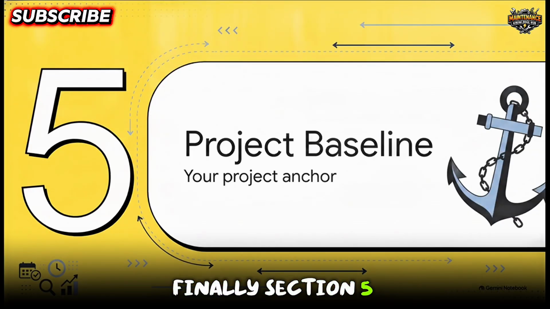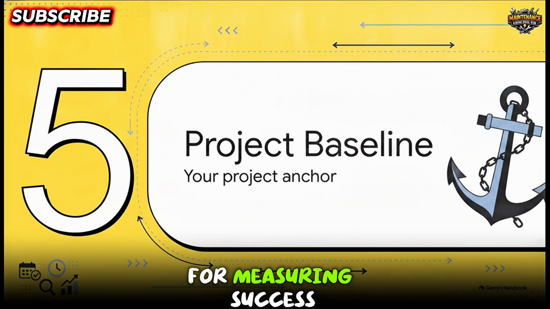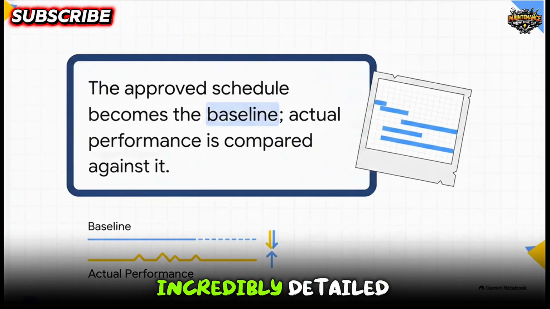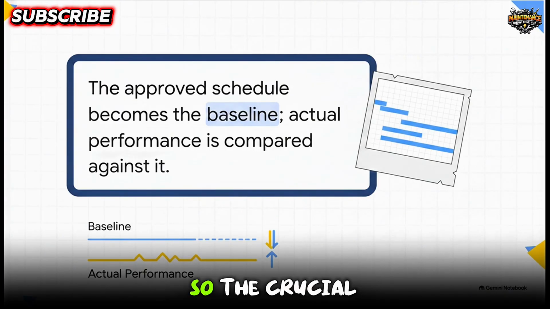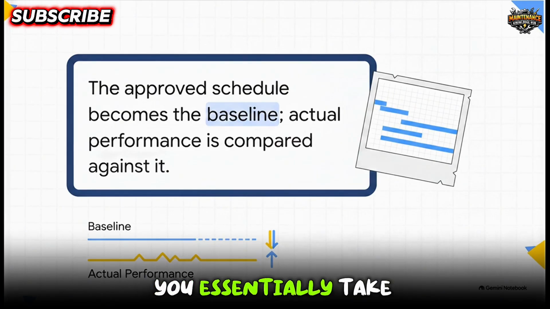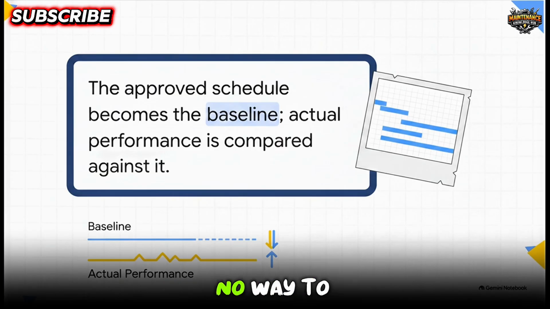Finally, Section 5, the baseline, your project's anchor for measuring success. We've built this incredibly detailed, logically sequenced timeline. But what happens on day one when the project actually kicks off? Reality hits, things change. So the crucial point is the approved schedule becomes the baseline, and actual performance is compared against it. When you finalize that perfect schedule, you essentially take a snapshot of it. That snapshot is your baseline. Without this anchor, you have absolutely no way to know if your project is genuinely on track. When task durations run long or start dates inevitably slip, you just compare reality to your baseline to immediately see the impact on your final delivery date.